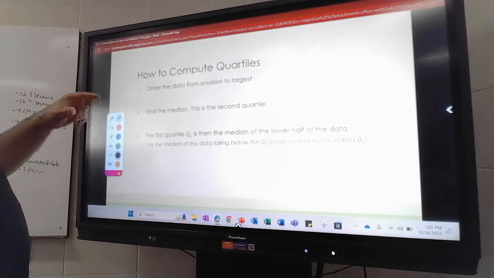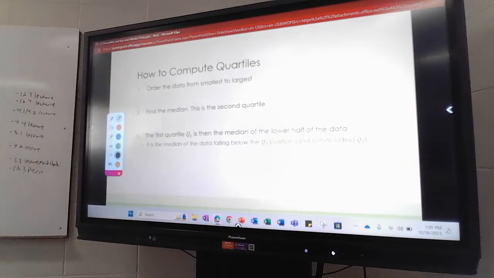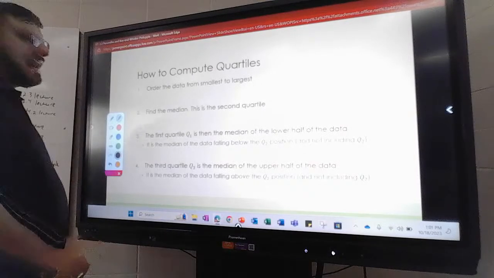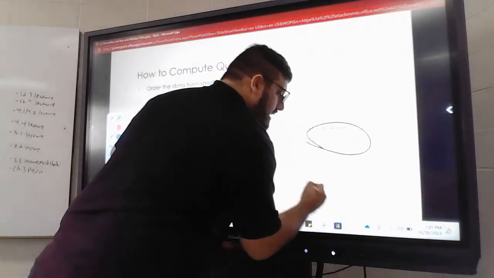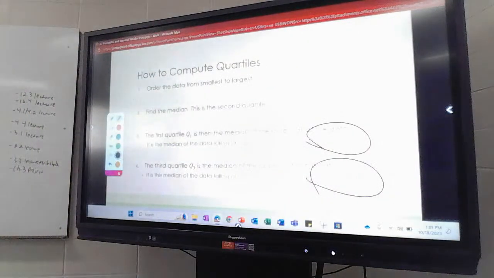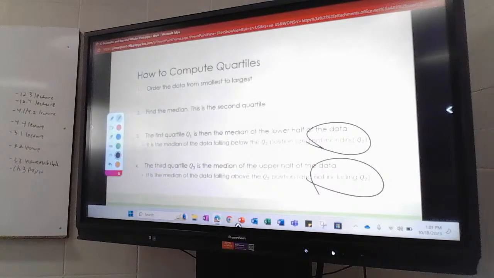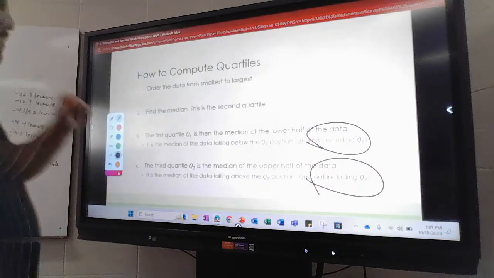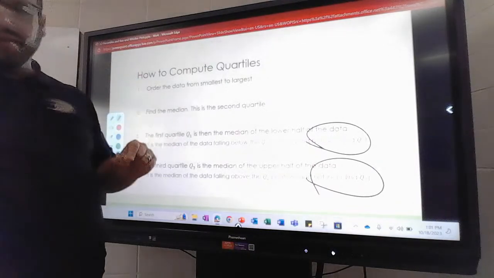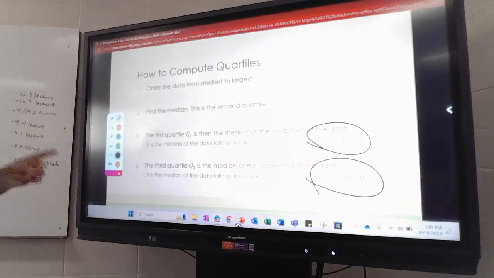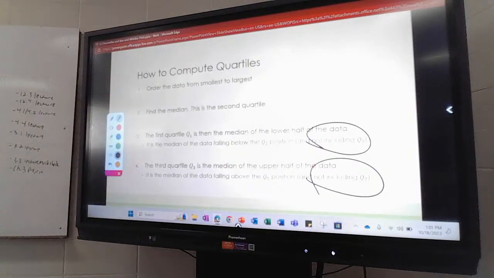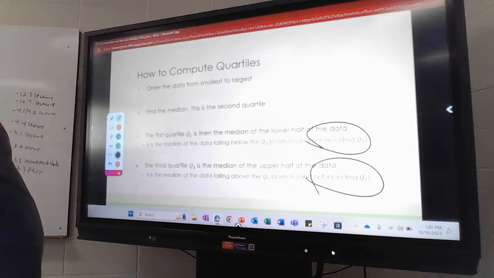So the first quartile is the median of the lower half of your data. Okay. The third quartile is the median of the upper half of your data. Now I want to highlight these key words. Not including the median, the second quartile. When we look for the first and the third quartile, we are not including the median. It doesn't matter if it's the middle value or the average of the 2 middle values. We do not include the median when we're finding the first and the third quartile.